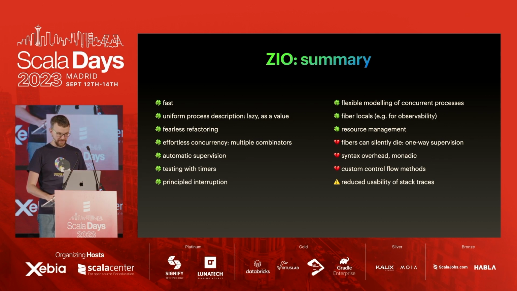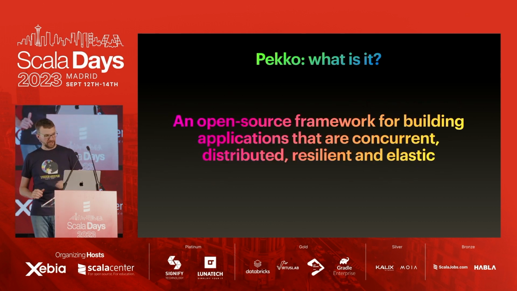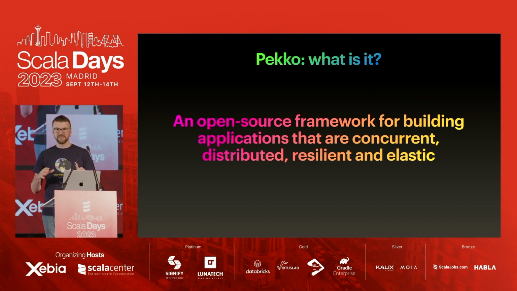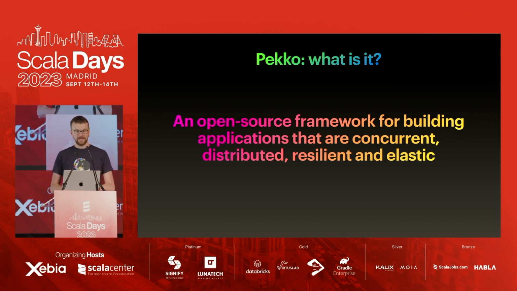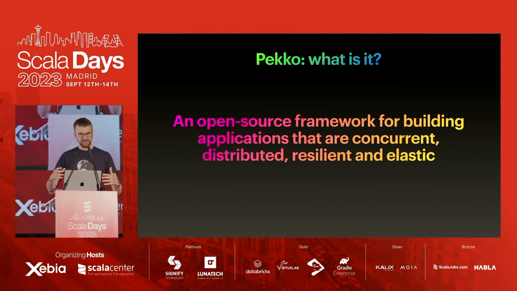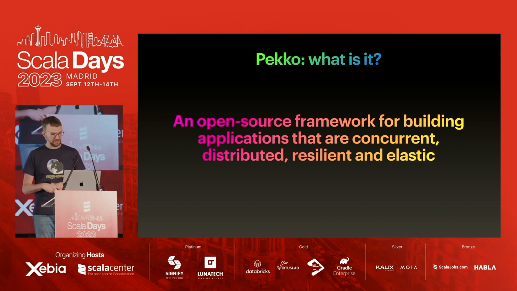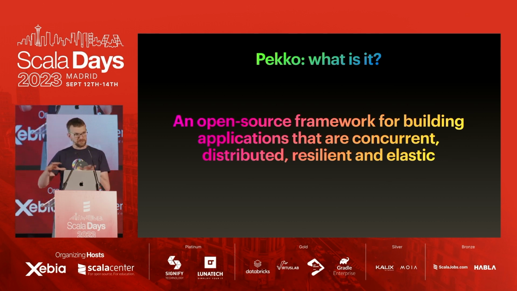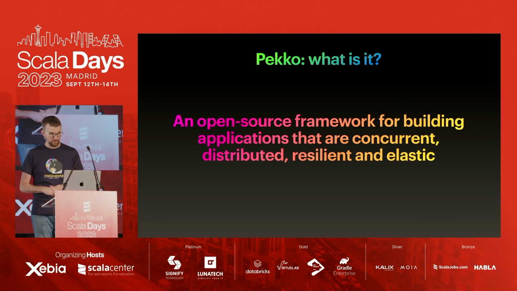So now let's take a look at the next option, which is Pekko. Pekko introduces itself as an open source framework for building applications that are concurrent, distributed, resilient, and elastic. So it's not that different from ZIO, right? This description looks quite familiar. Pekko is an open source fork of Akka, so anything that applies to Pekko also applies to Akka. What's worth noticing is that Akka is really a huge ecosystem of libraries and functionalities that spans well beyond local concurrency, which we are talking about here, right? Akka is often used for distributed concurrency. Here we are only focusing on the local aspect.